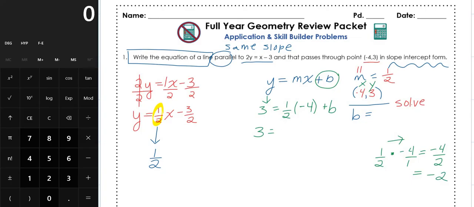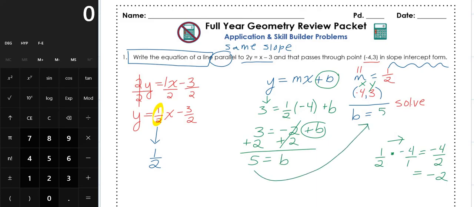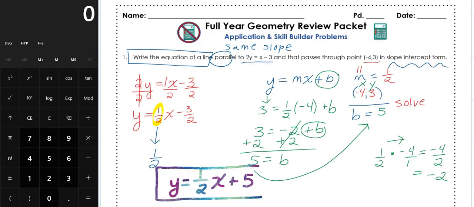Now go back to your equation. You're going to replace 1/2 times negative 4 with negative 2 plus b. Remember, you want to get b alone so that you can complete your y equals mx plus b linear equation. Now, add 2 to both sides to isolate the b. The negative 2 and the positive 2 cancel. On the left, 3 plus 2 is 5. All you're left with is your b. So that 5 is your b value, your y-intercept. So our final answer is going to be y equals 1/2 x plus 5. Put that in as the answer to question 1.